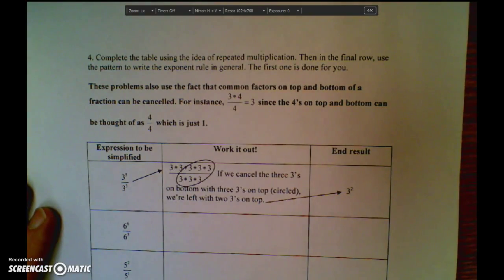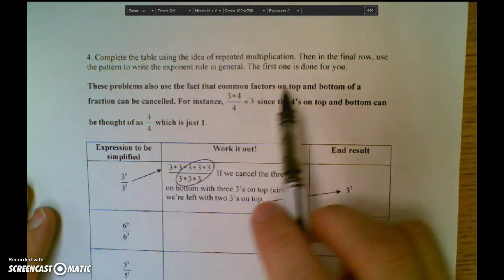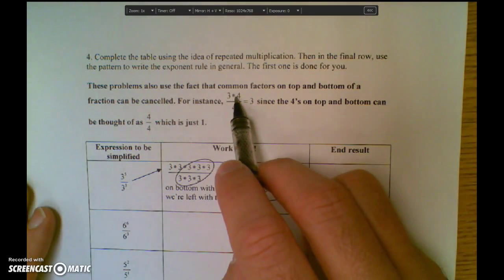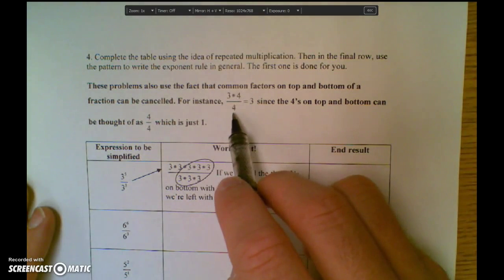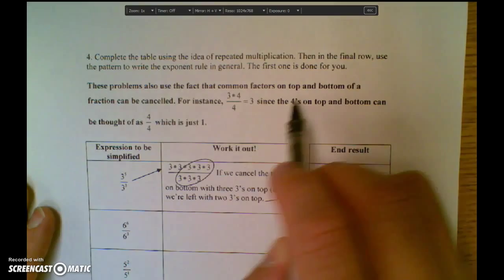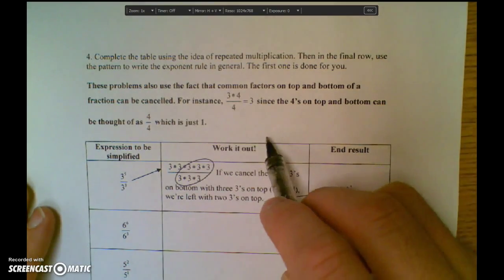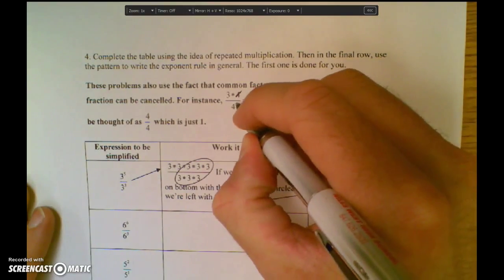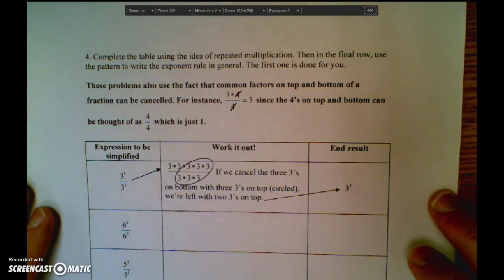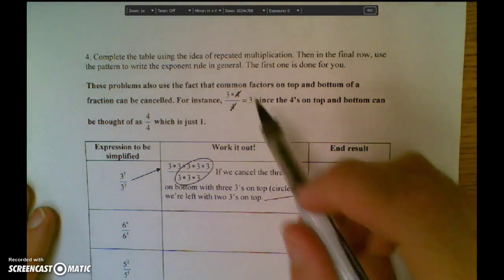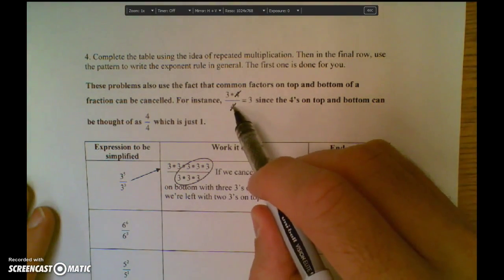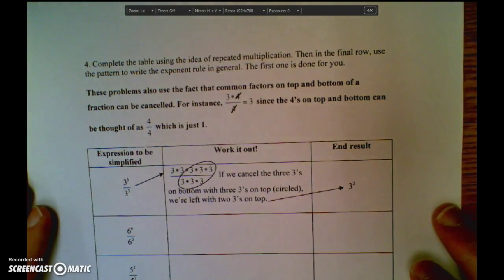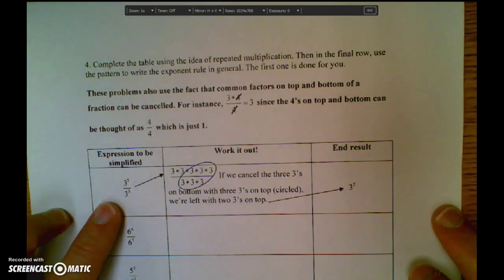So it says these problems also use the fact that common factors on top and bottom of a fraction can be canceled. For instance, if you have 3 times 4 on top of a fraction, divided by 4, it equals 3, since the 4's on top and bottom can be thought of as 4 divided by 4, which is just 1. So what's happening here is they're just canceling out the 4's, and then you get your final answer of 3. Because if you have the same number on top that you do on bottom, you can cancel them out, because when you divide them, they equal 1. So they do this property in this problem here.